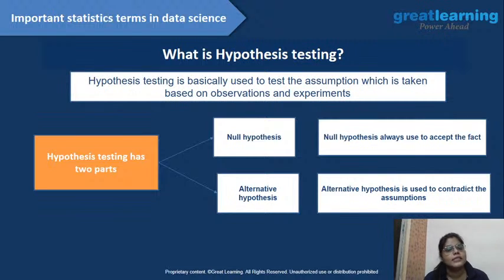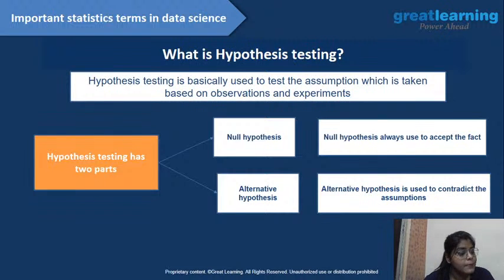So what is hypothesis testing? Hypothesis testing is basically used to test the assumption which is taken based on observation and experiments. Suppose you are going to say there is a chance of being diabetic when you are after 40. Whenever you are taking an assumption about your data set, you have to prove it. Proving it is known as hypothesis testing. There are two parts in hypothesis testing: one is the null hypothesis, one is the alternative hypothesis.